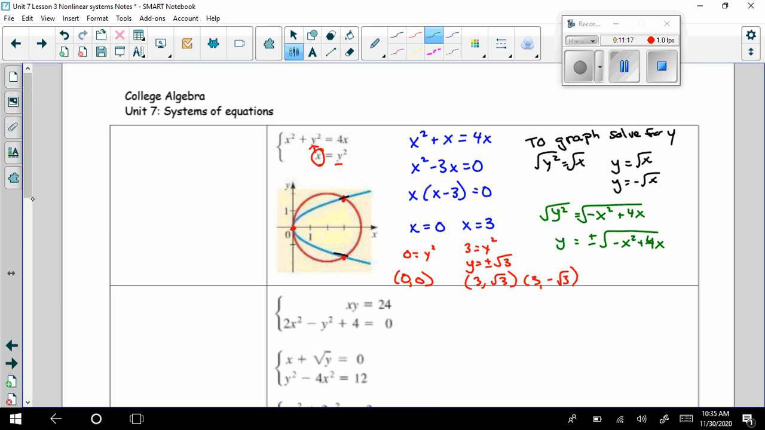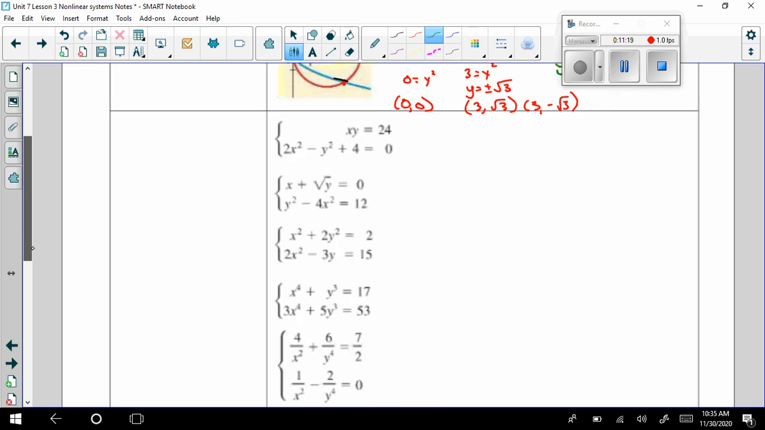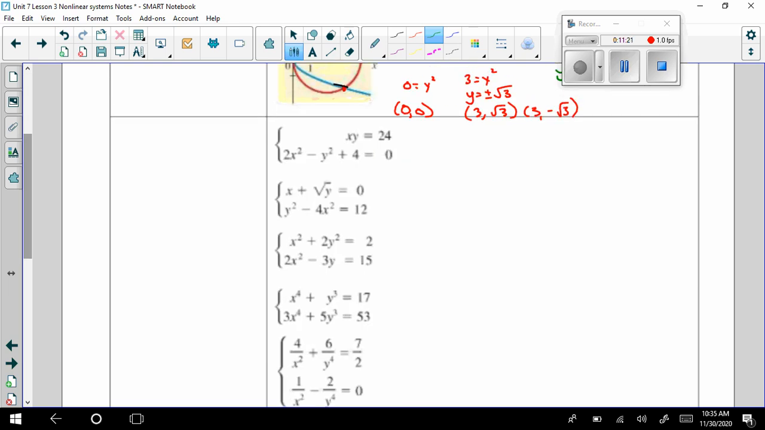Okay, so sometimes it's just a matter of being able to tell what method is going to be easiest for you to use to solve it. So for this case, because we have a product here, you would have to use substitution.